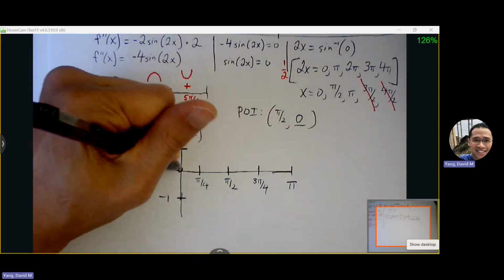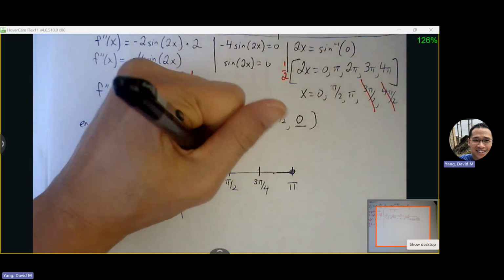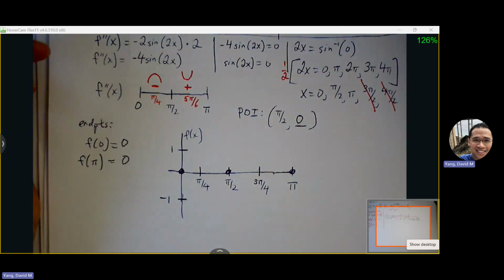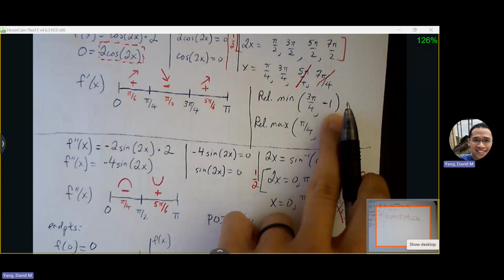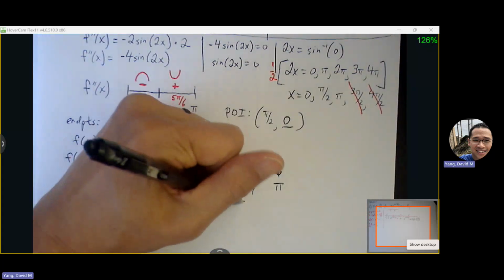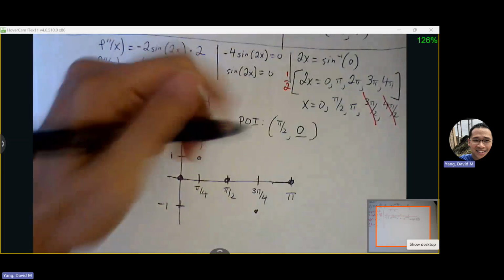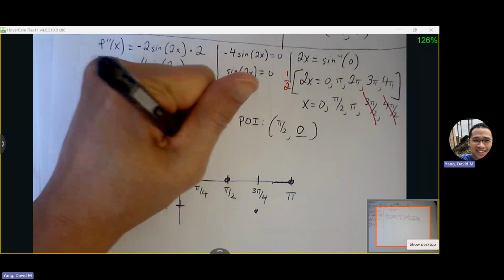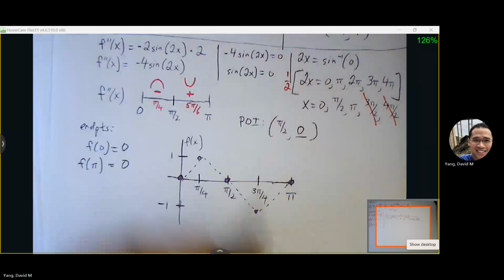Okay, so border pair 0, 0, pi comma 0, pi over 2 is also at 0, pi over 4 is at positive 1. Relative min, 3 pi over 4 is at negative 1. So we kind of already know how the graph's going to look. But if we just look at our slope sine line, we know our graph is rising, falls, and then rises again.